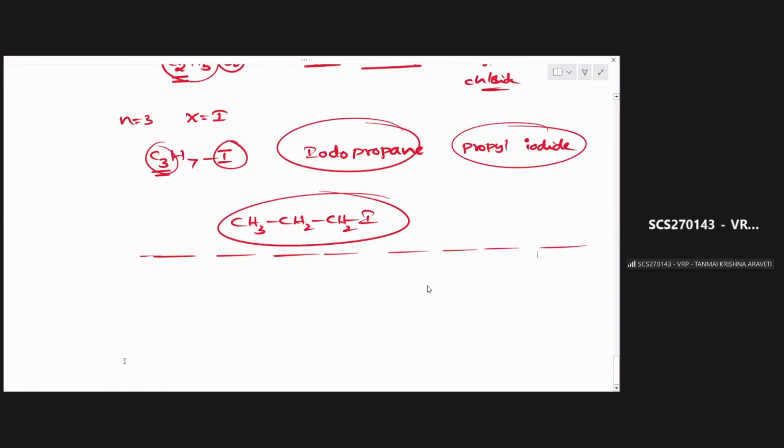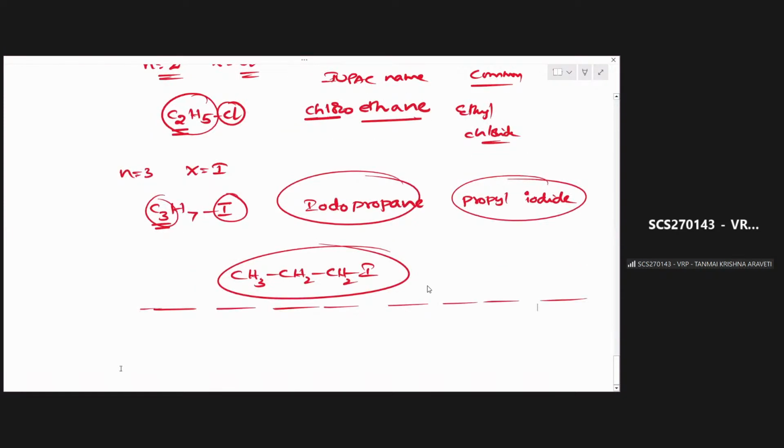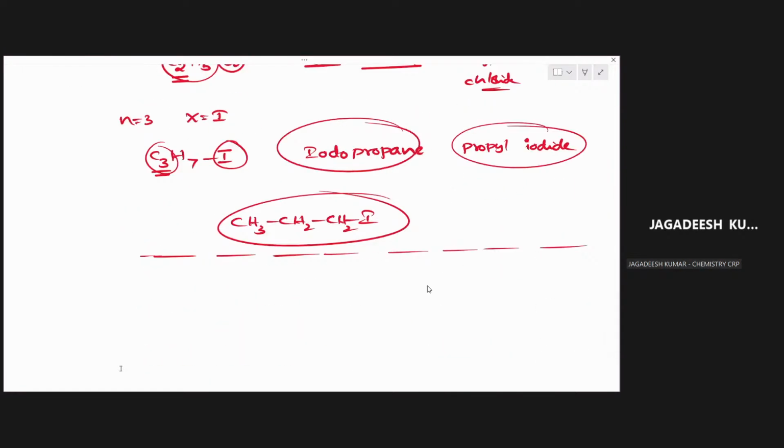Sir, for bromine, what is the name, sir? Bromine means you have to take bromoalkane. Fluorine means fluoro. Chlorine means chloro. Iodine means iodo. Alkanes you have to write here based on the root word.